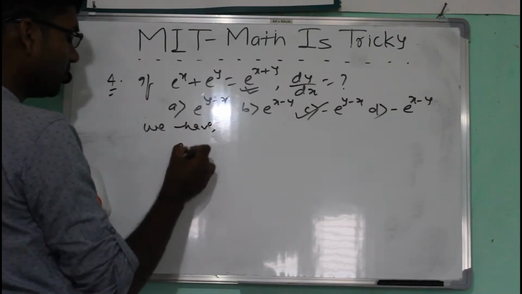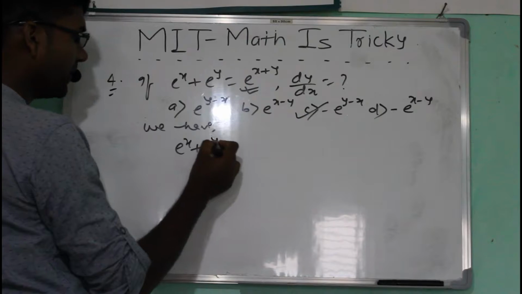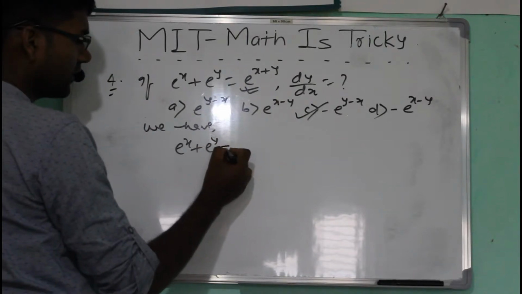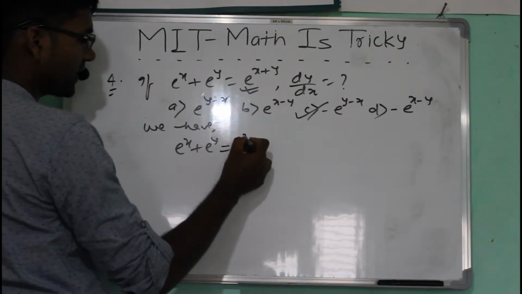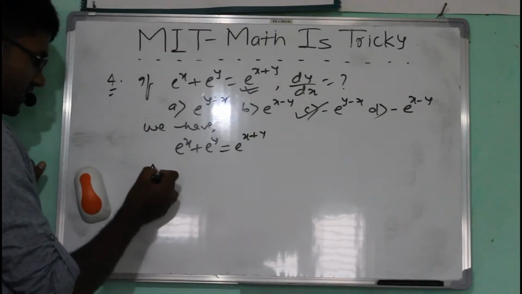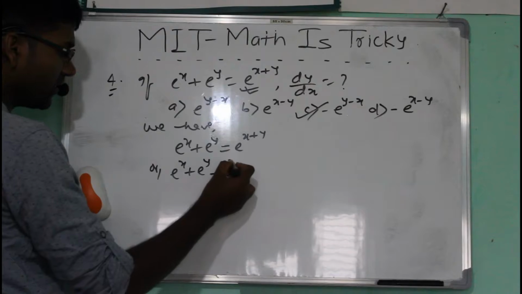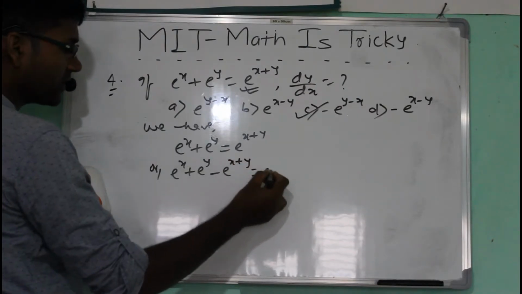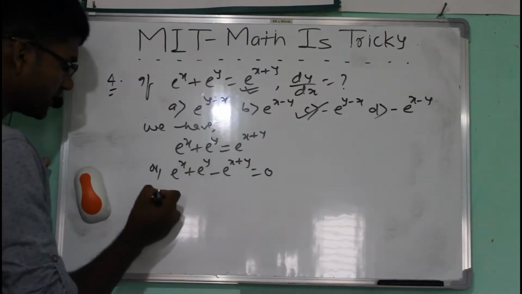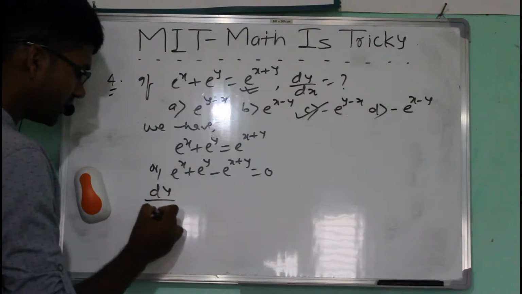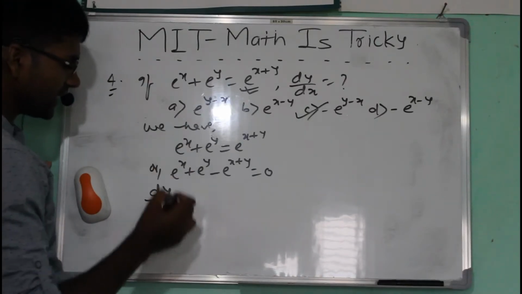We have e^x + e^y = e^(x+y). So we can write it like this: e^x + e^y - e^(x+y) = 0. Now what we can do here, dy/dx equals... this is another method.